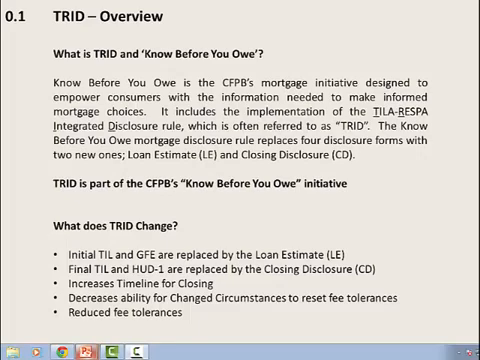So, at a high level, what is changing with TRID? As mentioned, the initial TIL and GFE are replaced by the loan estimate, LE. The final TIL and HUD-1 are replaced by the closing disclosure, CD. TRID increases the timeline for closing due to additional delivery and review days. TRID decreases the ability for changed circumstances to reset fee tolerances. TRID reduces fee tolerances, which will increase lender-paid cures.